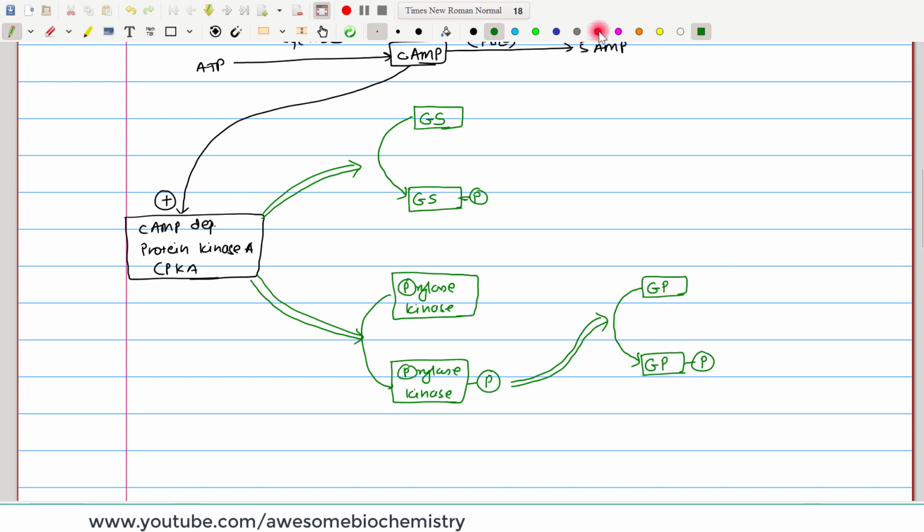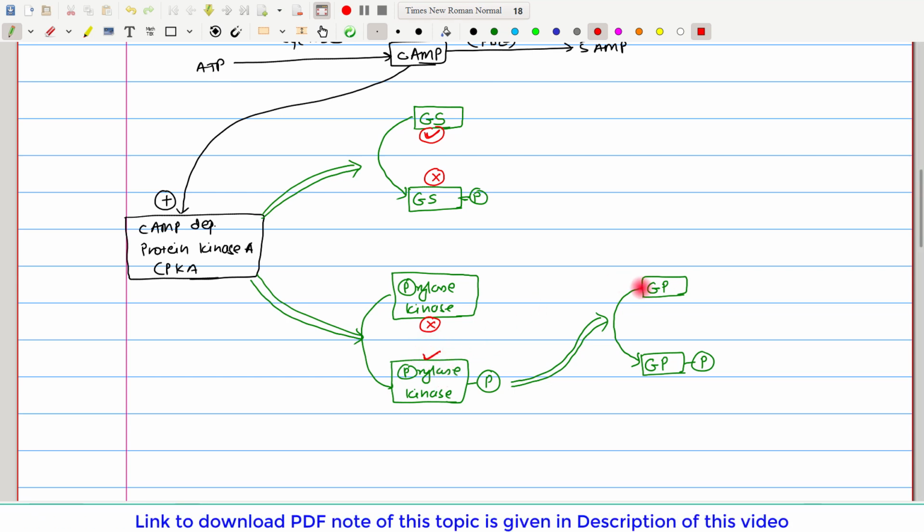Here in this case, one thing which is very important to note down is that glycogen synthase is inactive in its phosphorylated form, whereas its dephosphorylated form is active. Whereas it is opposite in these two enzymes. Phosphorylase kinase is inactive in its dephosphorylated form, whereas it is active in its phosphorylated form. And similarly, glycogen phosphorylase is inactive in the dephosphorylated and active in the phosphorylated form.